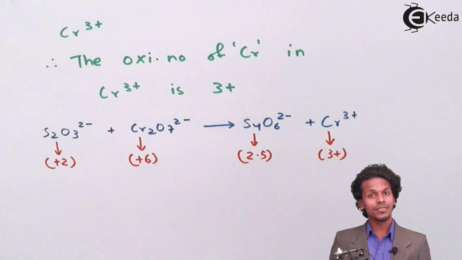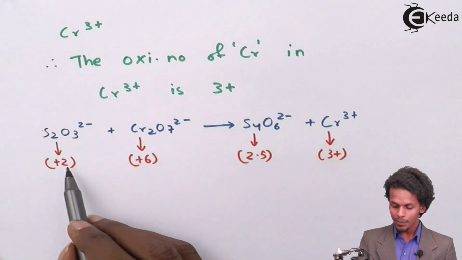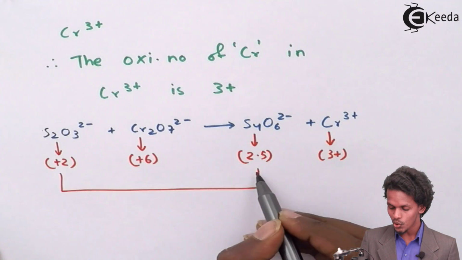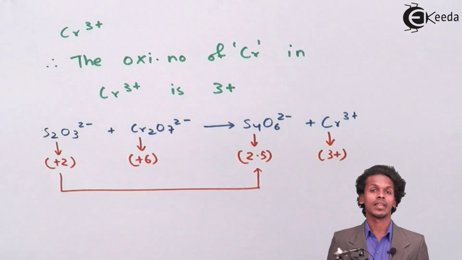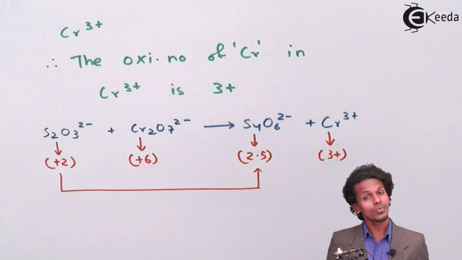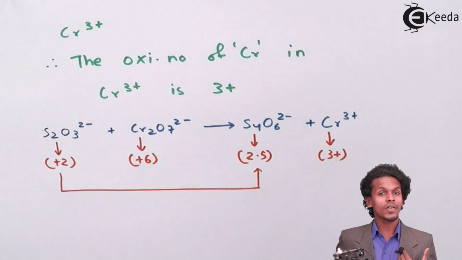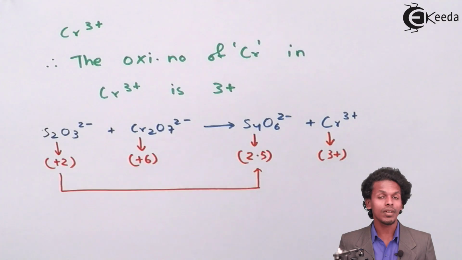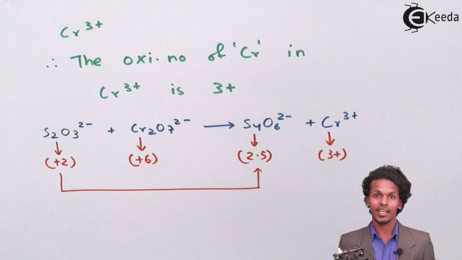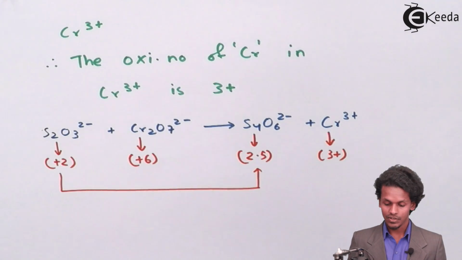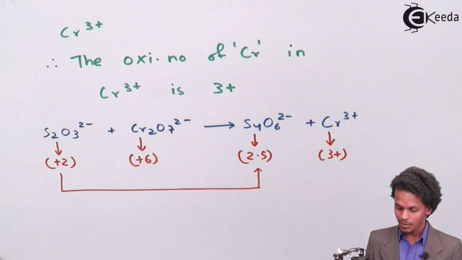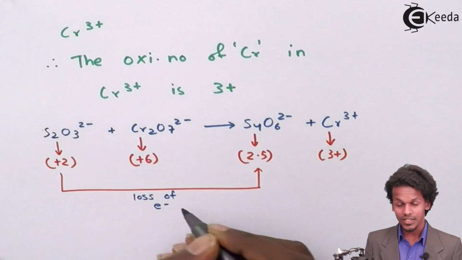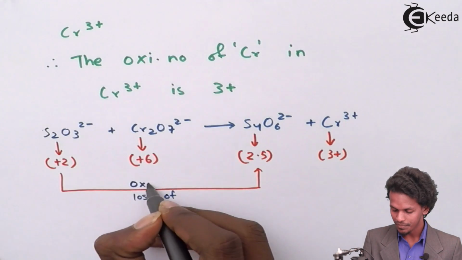So in this case, as we can see, the oxidation number of sulfur is being increased from 2 to 2.5. So the oxidation number has been increased. It means the electron has been lost by the sulfur atom. So therefore this process is nothing but loss of electron, which is nothing but oxidation.